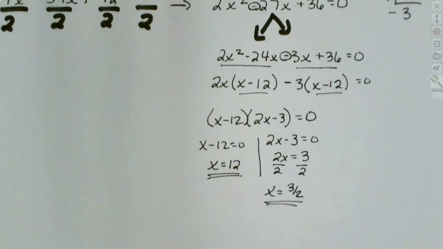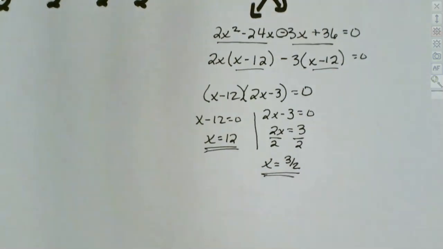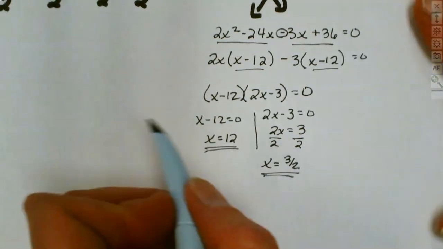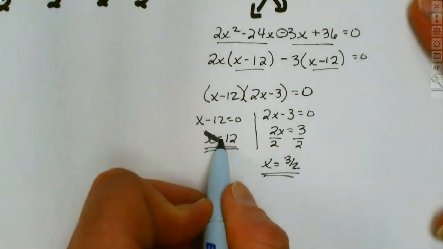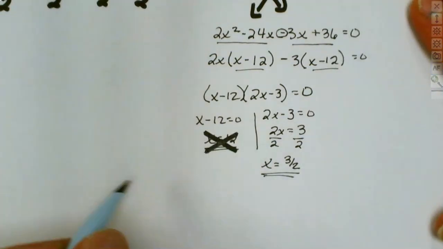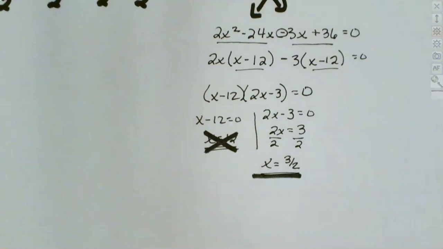Only one of these solutions is going to make sense. The one that will not work is the 12. Why not? Because this is a border around this rug. That 12 is not going to fit in that room. That room is 12 by 15. So the 12 wouldn't even fit in there. That would mean there's no rug left at all. So that's not going to work. So what does work for us is this 3/2.